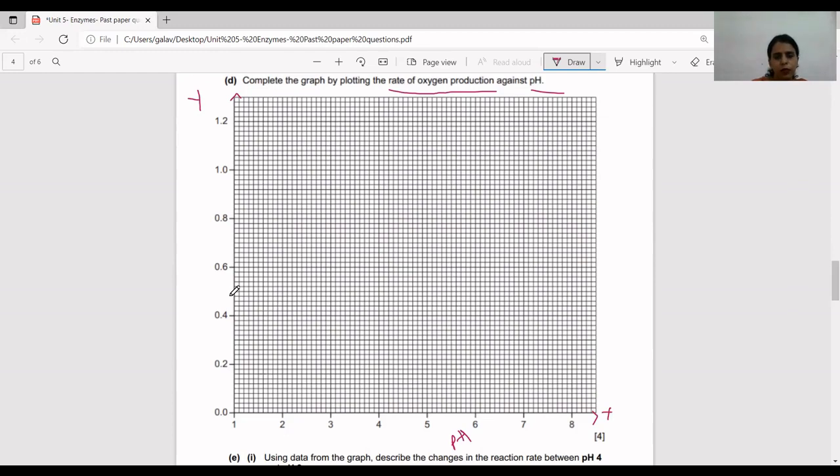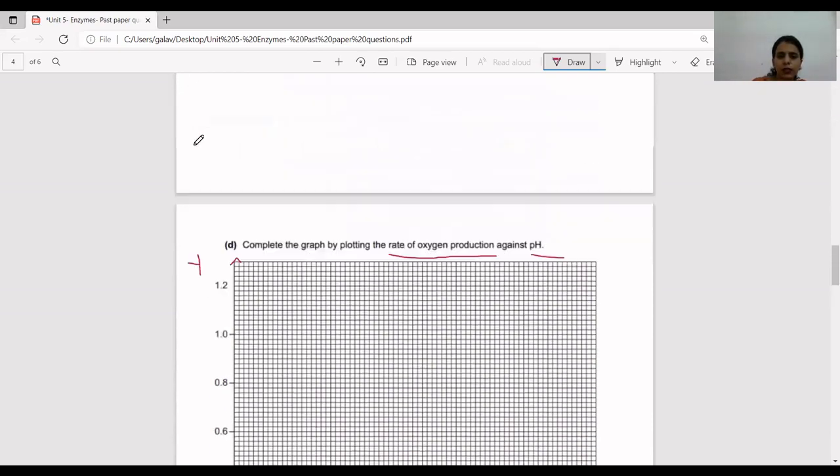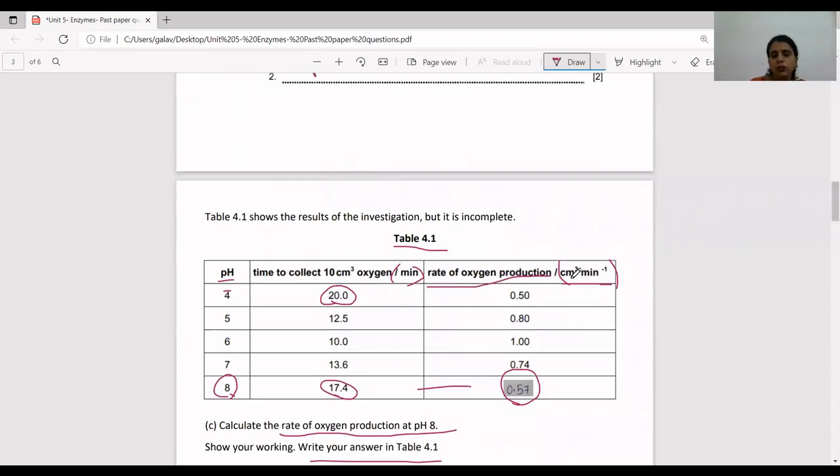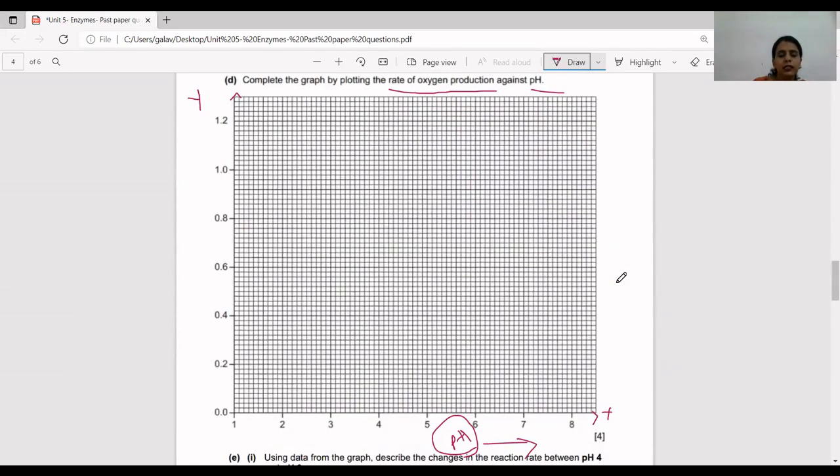Now one very important point about plotting a graph is, whenever you are labeling the axes, this is the x-axis and this is your y-axis. On the x-axis you will label pH, and on the y-axis you will label rate of oxygen production. Whenever you're labeling the x-axis and y-axis, make sure that you write down the unit of these labels. For pH we don't have any SI unit. But for rate of oxygen production, if you look at the table, it is measured in the unit centimeter cube per minute, isn't it? So while labeling the axis, you must write down the unit centimeter cube per minute. And then you have to plot the graph.